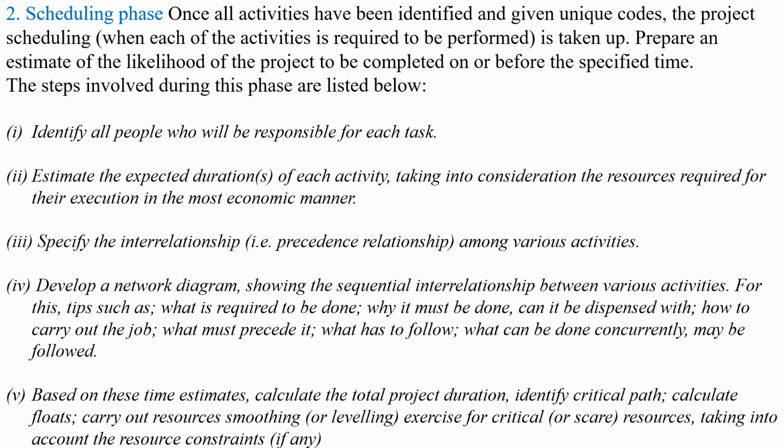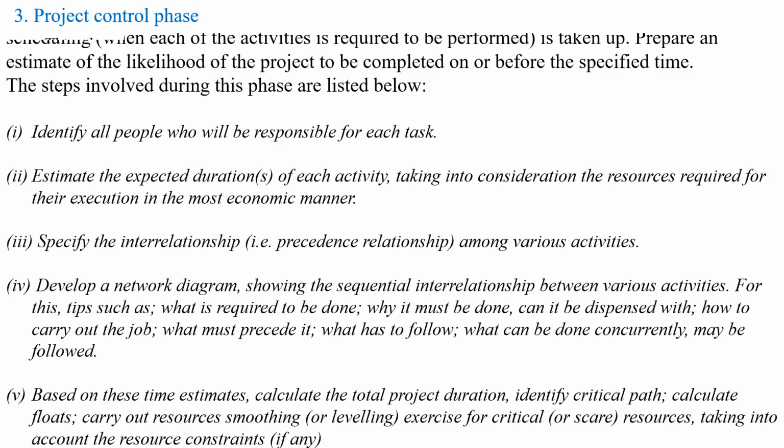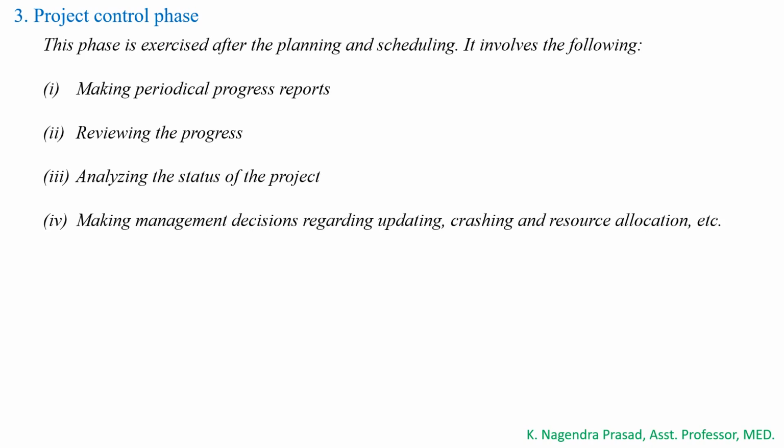Then carry out a resource smoothing exercise for critical resources. We have to identify what the critical resources are, taking into account the resource constraints, and also identify what constraints there are for the completion of the project. So this is the scheduling phase. The third phase is the control phase.